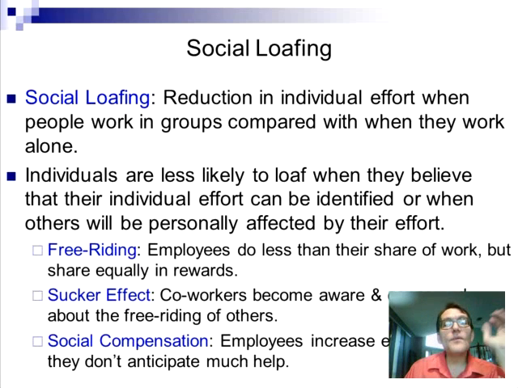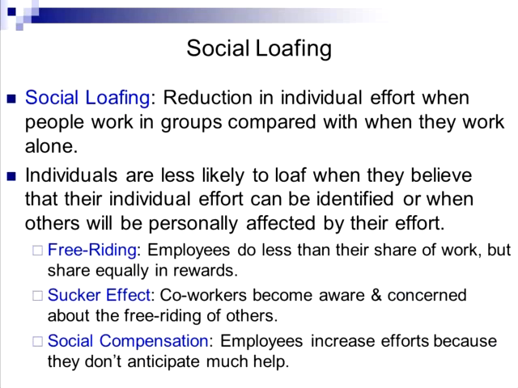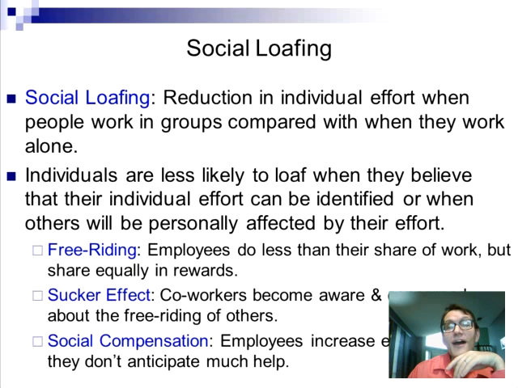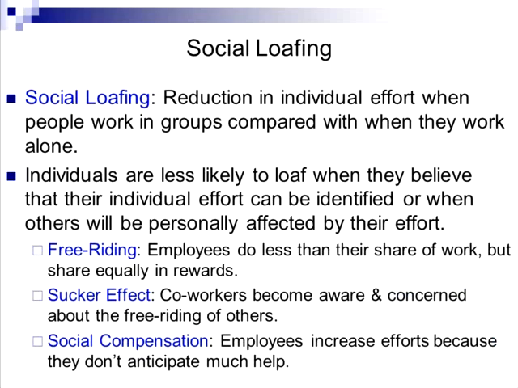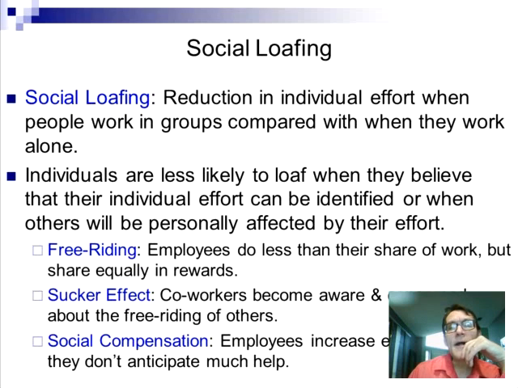Okay? So if individuals believe that their individual effort can be identified, or when they believe that others will be personally affected by their effort, then loafing decreases. A free rider is someone who does less than their share of work but shares equally in the rewards. The sucker effect: co-workers become aware and concerned about the free riding of others. Yes, you've got the free riders that are along for a free ride and the suckers that are pulling all the work and only getting limited rewards. And social compensation: employees will sometimes increase efforts because they don't anticipate much help.